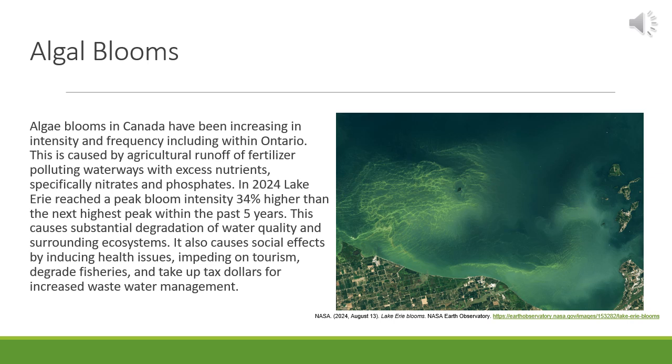These blooms are caused by excess nitrates and phosphates found in the waterways, and a large source of these nitrates and phosphates is farmland runoff when fertilizers are overused and rainwater washes it off into creeks and streams, which lead into lakes. When these nitrates reach the lakes, they allow the blooming of algae.